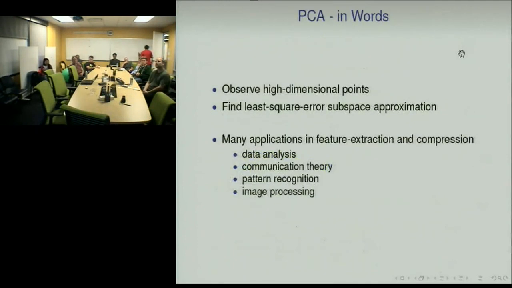I'm not sure if everybody here remembers exactly what PCA is, so probably the answer is yes, but let me recall the details. We observe high-dimensional points and want to find the best approximation, which is a least squares approximation. This is done in essentially every field of engineering. Surprisingly, machine learning people are not the ones that use it most. Image processing and data analysis use it extensively, but also communications and networks. There are many applications where you do feature extraction and compression.